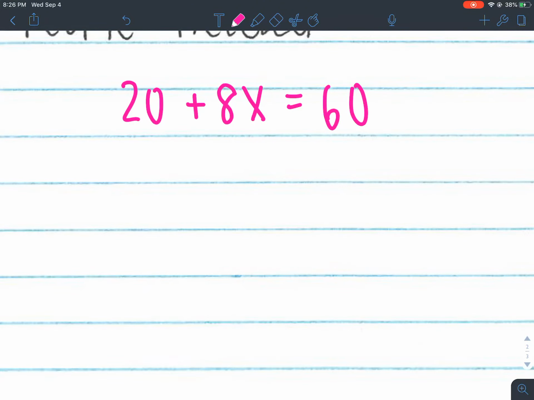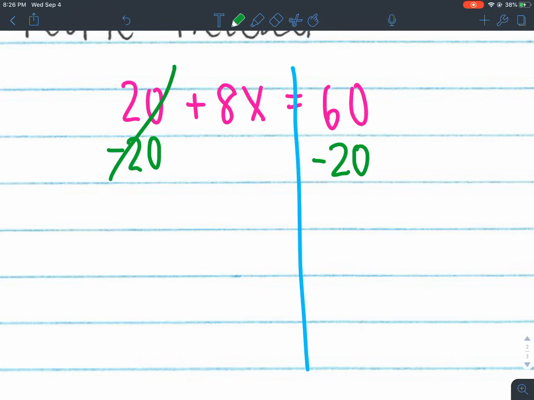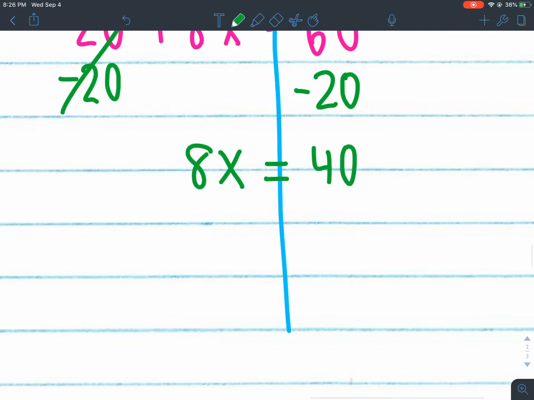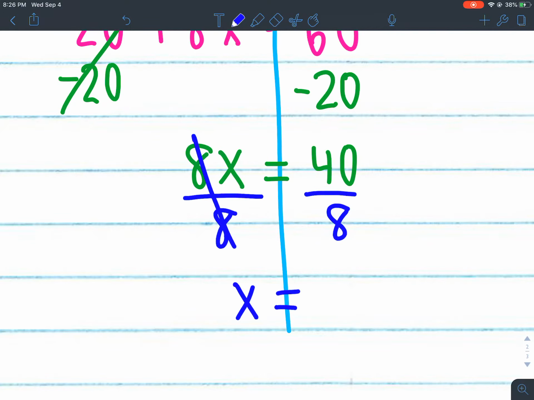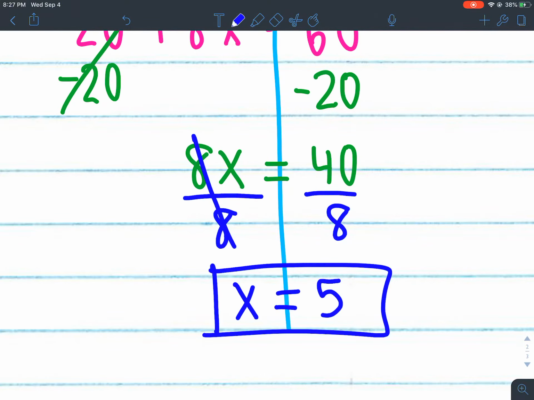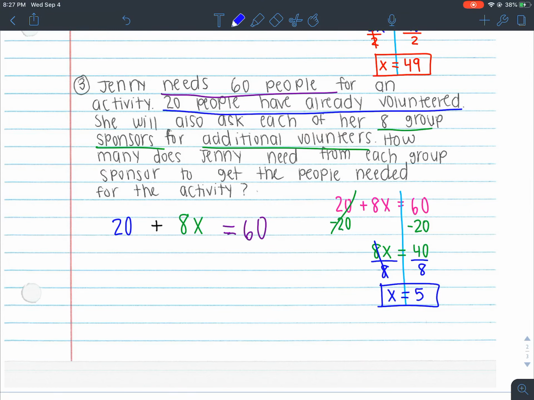Okay, I want to get x by itself. So the first thing I'm going to do is subtract 20 from both sides. Remember, you're trying to get x by itself. So I have 8x equals 40. Okay, and once I get to this step, I'm going to divide both sides by 8. I have x equals 5. So that means that I have to have 5 volunteers from each of those groups.